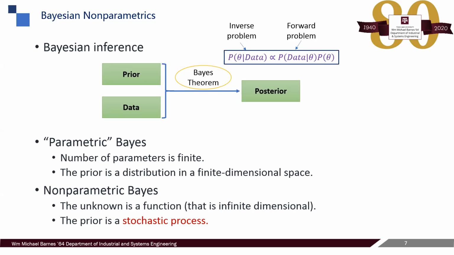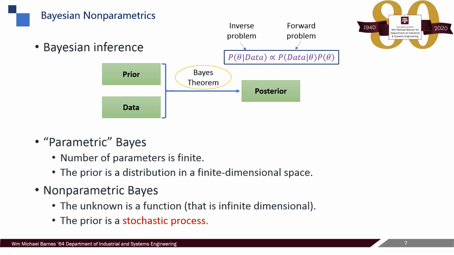And for parametric Bayes, the prior. So what is the prior? The prior is a distribution in the finite dimensional space, because I said the prior is a distribution of theta. Theta is either a number or a vector. If it's one dimensional, it's a number. If it's multi-dimensional, it's a vector. Then the probability density function should be that of either a random variable or a random vector. So that's a distribution in a finite dimensional space.